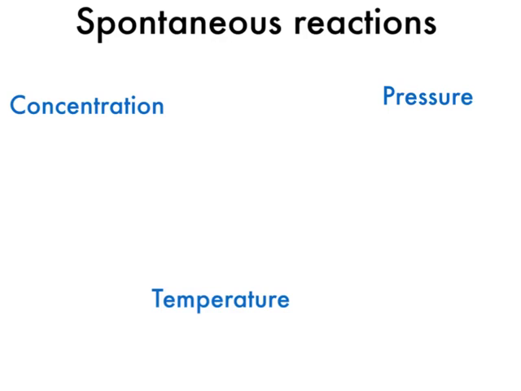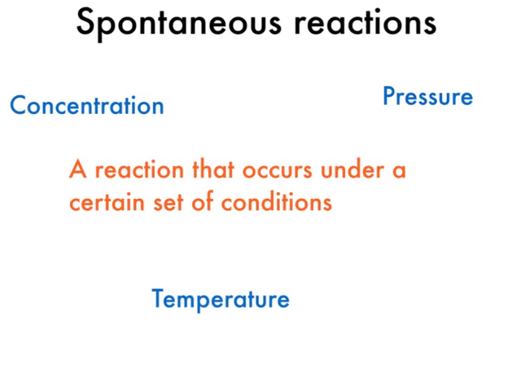And so scientists, chemists in particular, want to be able to measure whether or not a reaction will occur under certain conditions. And the idea of spontaneous reactions allows us to do that. So the definition of a spontaneous reaction is this: a reaction that occurs under a certain set of conditions. Sounds very simple, but let's go over some examples to see if we can make more sense of this.